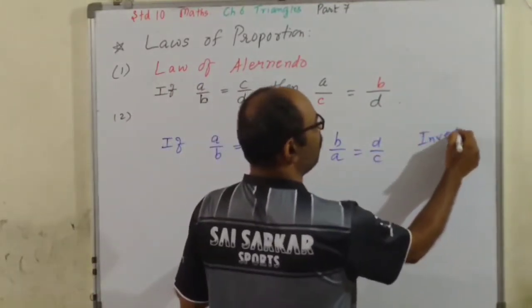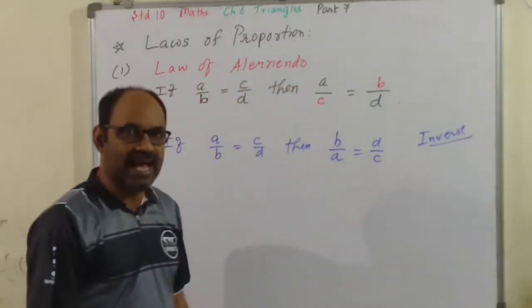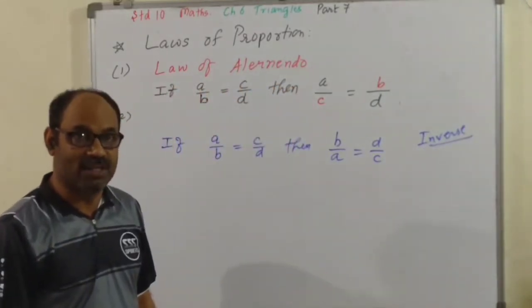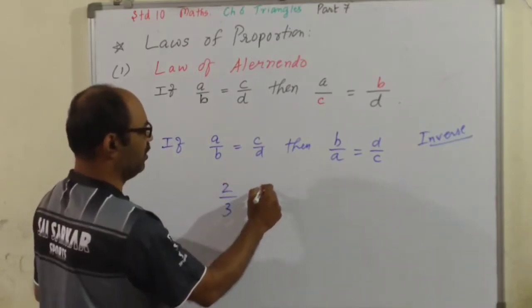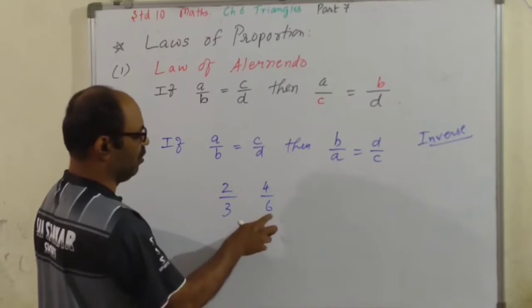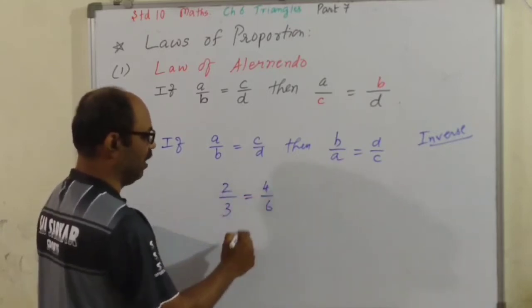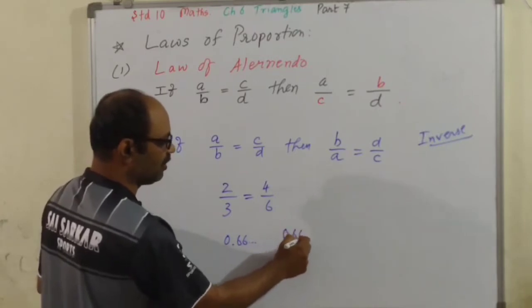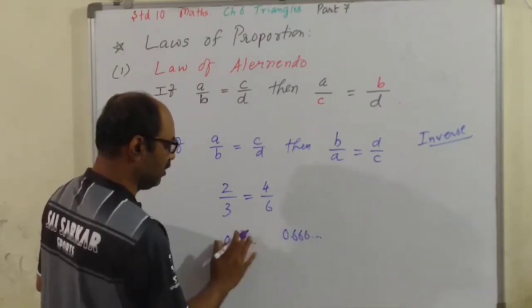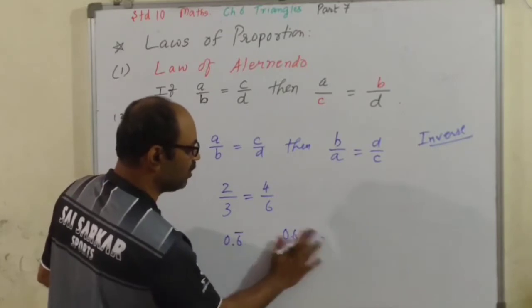What have we done? We have taken the inverse of both the sides. Let's see. This is 2 upon 3 and this is 4 upon 6. Are they equal? 6 2s are 12, 4 3s are 12, equal. And the value of each ratio is 0.666, or 0.6 bar.